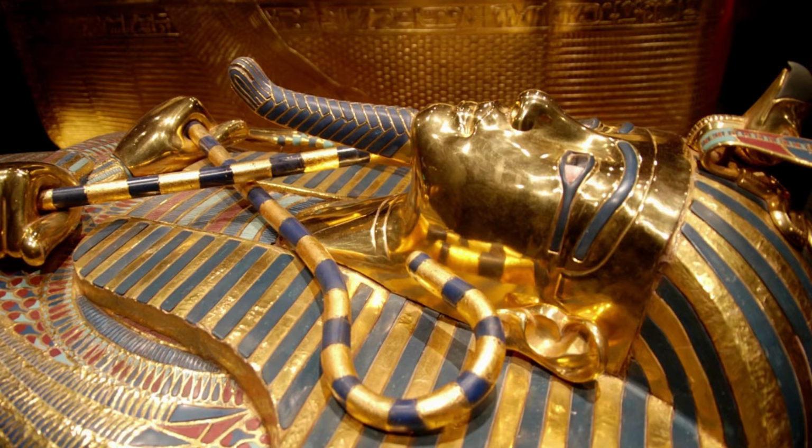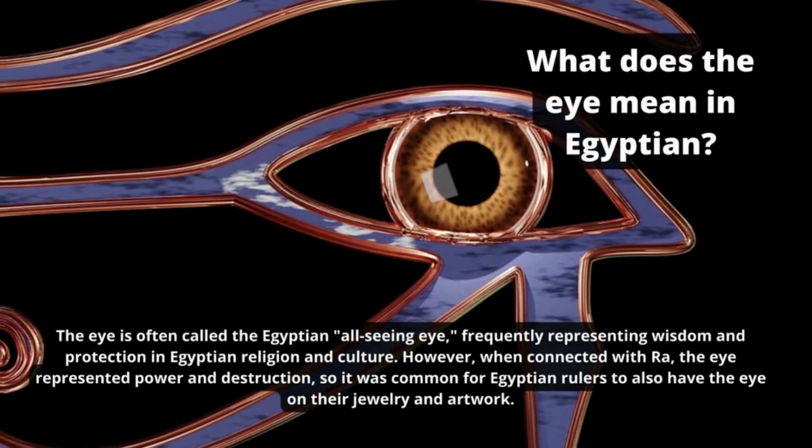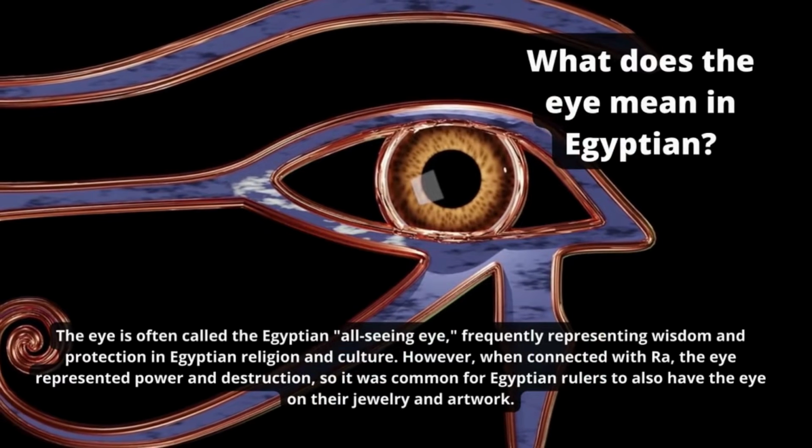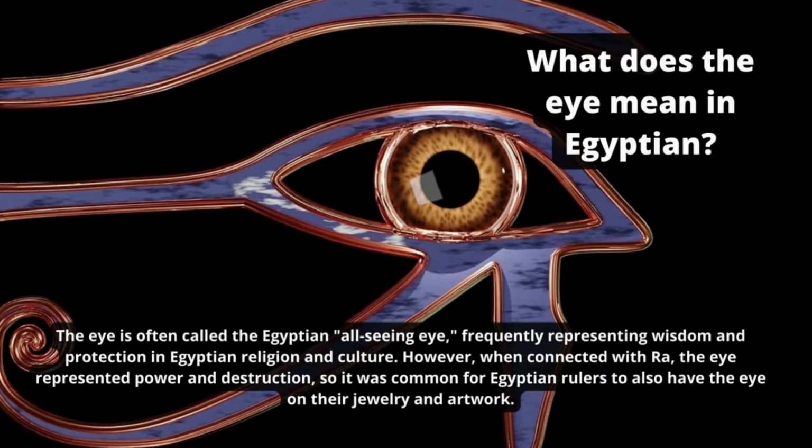What does the eye mean in Egyptian? The eye is often called the Egyptian all-seeing eye, frequently representing wisdom and protection in Egyptian religion and culture. However, when connected with Ra, the eye represented power and destruction, so it was common for Egyptian rulers to also have the eye on their jewelry and artwork.